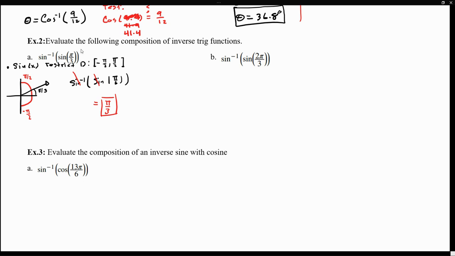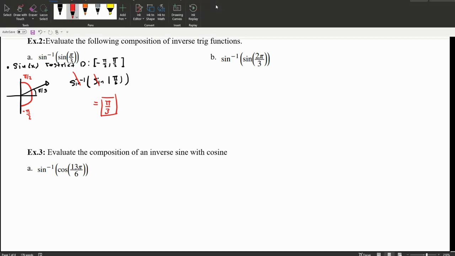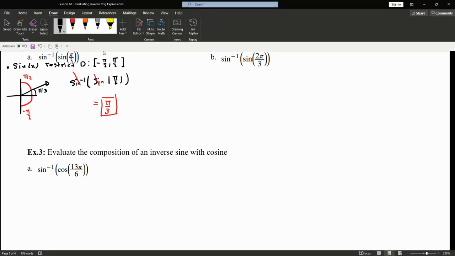You have to make sure that, at least when it comes to sine, the angle is between negative pi over 2 and pi over 2. Well, let's take a look at example B, and it's going to become a little more clear as to why we have to make sure that that is true, and what we do whenever it's not.